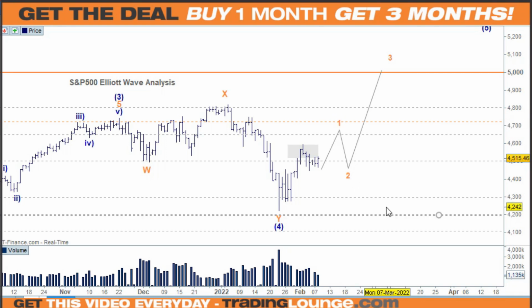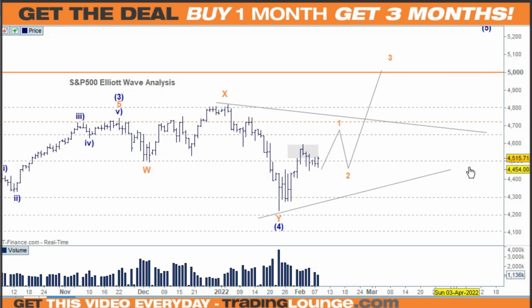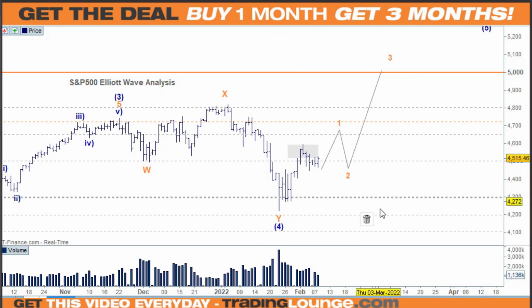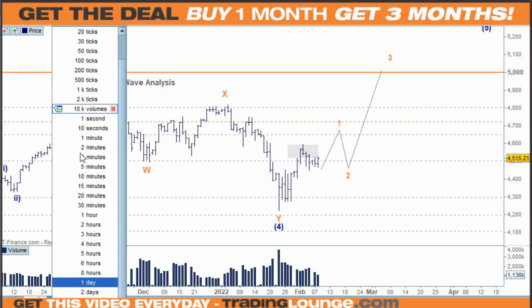We'll also have a look at our other alternative counts, because wave 4s can get rather complicated. All of this could simply be a much larger triangle pattern occurring through here. We could also extend the WXY, making this the W, an X up here and a Y. I don't think any of that is the case because of what I'm seeing in stock.